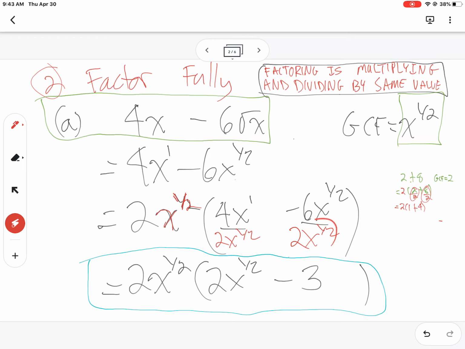So I do that to each term. The 4x gets divided by the greatest common factor. The minus 6x to the 1/2 gets divided by the greatest common factor. And then I have 4 divided by 2. That's 2. x to the 1 divided by x to the 1/2. Subtract exponents: 1 minus 1/2 equals 1/2.